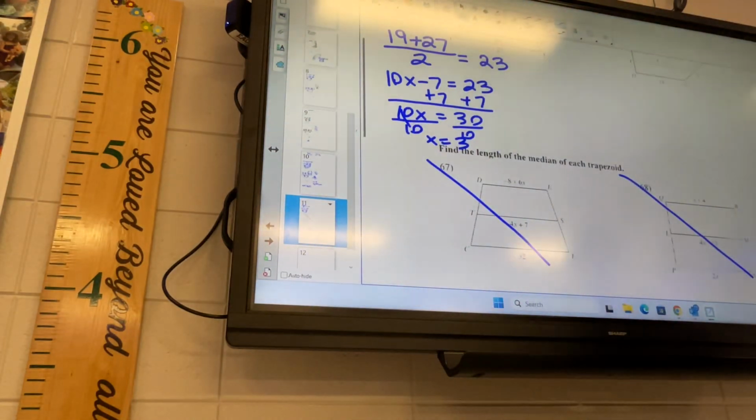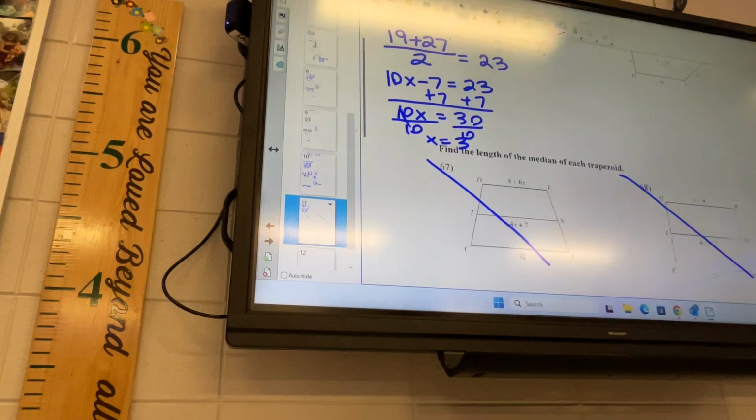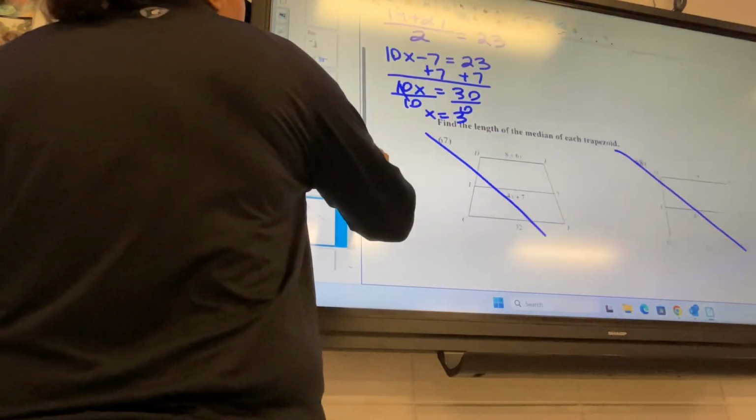You're actually going to cross off 67 and 68. We did not do that. I didn't realize until right now. Cross out 67, 68.